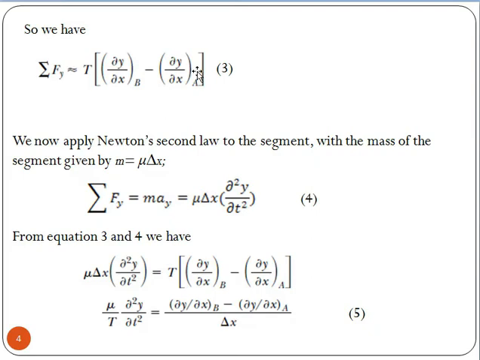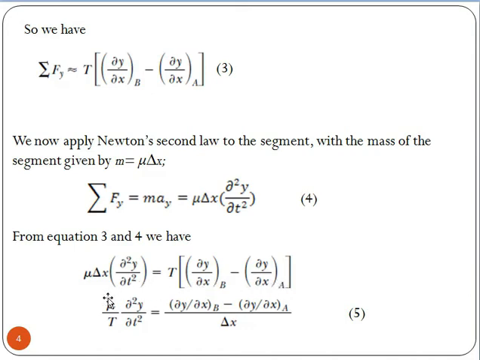So from this equation and this equation we can write that this is equal to this, and the right and left sides are the net force along the y-axis, so the right-hand side should also be equal to the net force along the y-axis. We are comparing the right-hand sides. μΔx times ∂²y/∂t² is equal to T, where T, the capital T, is not the time period of the wave. Remember, it is tension in this case. This is equal to ∂y/∂x at point B minus ∂y/∂x at point A.